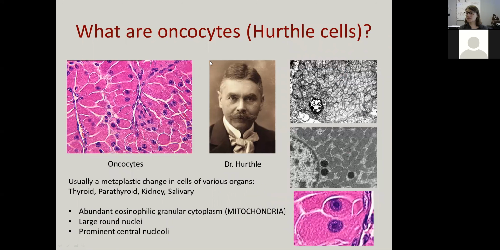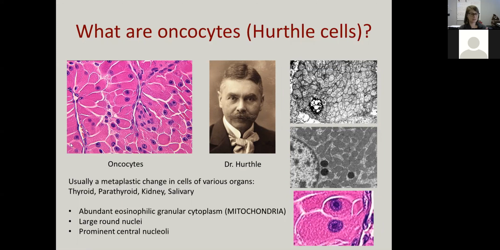First of all, what are oncocytes? What does that mean when we say oncocytes? So in the thyroid, as you know, oncocytes are often referred to as Hürthle cells. Usually they are a metaplastic change, meaning a response to injury in a number of various organs, including thyroid, parathyroid, kidney, salivary glands. So you can see an oncocyte in any of these organs. Of course, in the thyroid, they're referred to as Hürthle.